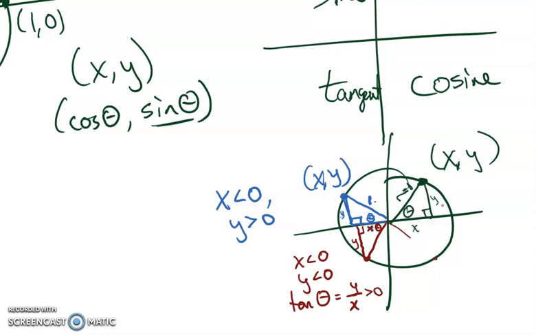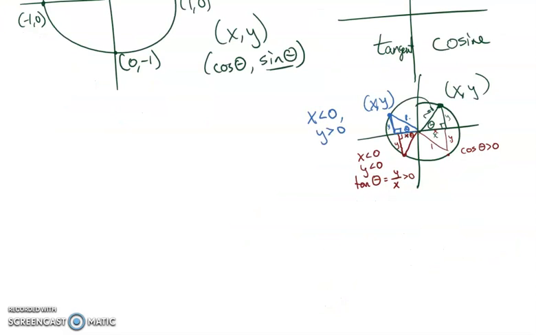And then lastly, if I have a point over here, I'm looking at a positive x value, a negative y value, so sine is going to be a negative number over 1. So sine is negative. Cosine would be x, a positive number over 1, so cosine is now positive. And then tangent would be a negative value over a positive, so it's also negative. So that's why cosine is positive in quadrant 4.